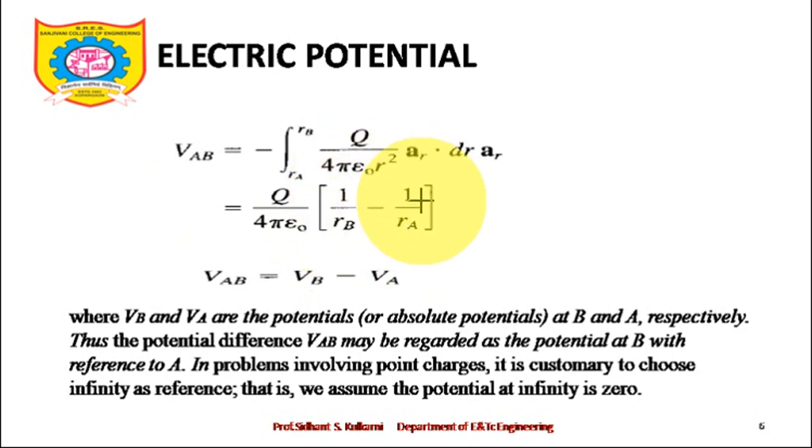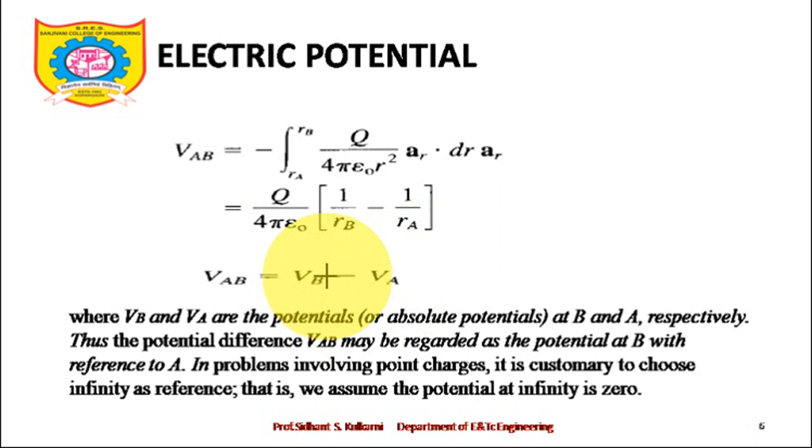What is this 1 upon rb and 1 upon ra? rb is the distance of point B from the origin, and ra is the distance of point A from the origin. So what is VAB? It is the potential at point B and the potential at point A. You already know that VAB equals VB minus VA. And what is VB? VB is the absolute potential.